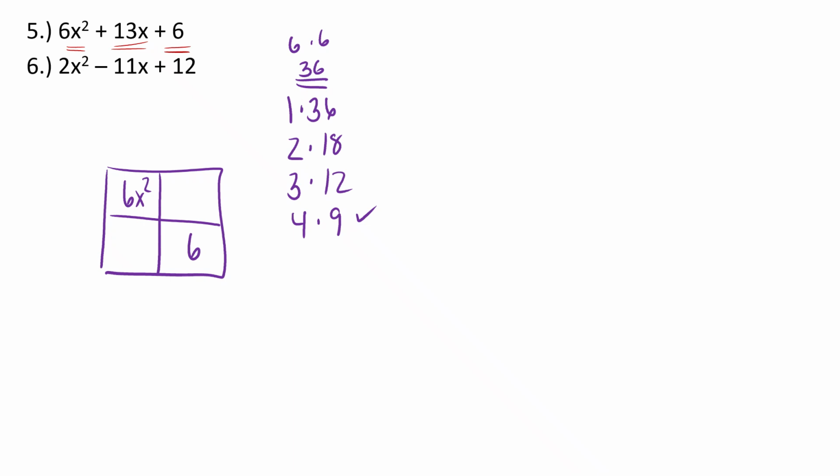5 doesn't work. And then the only other pair is 6 times 6, which would give us a 12 or a 0, but not a 13. So we would want a positive 4 and a positive 9. Do that quick check. 4 times 9 is 36 positive, and 4 plus 9 is 13. So we'll have 4x and 9x.